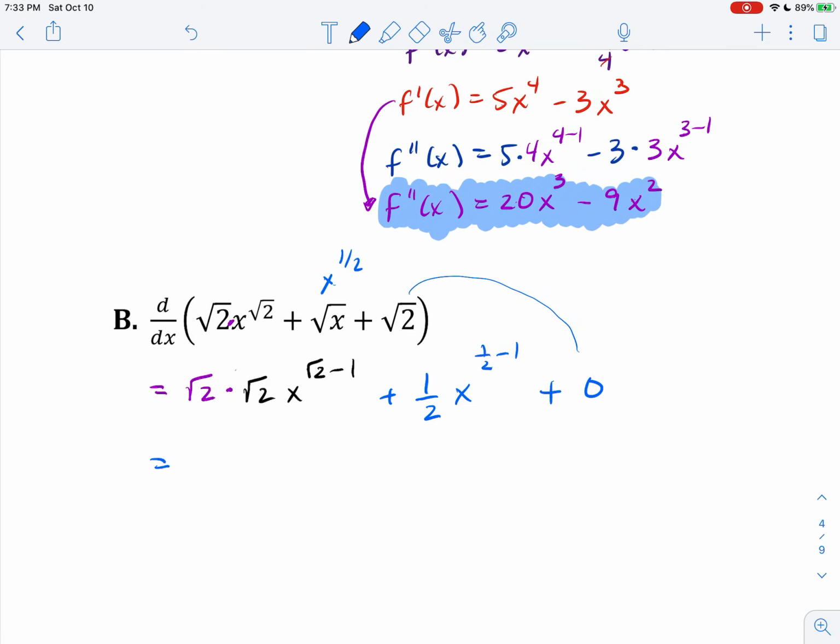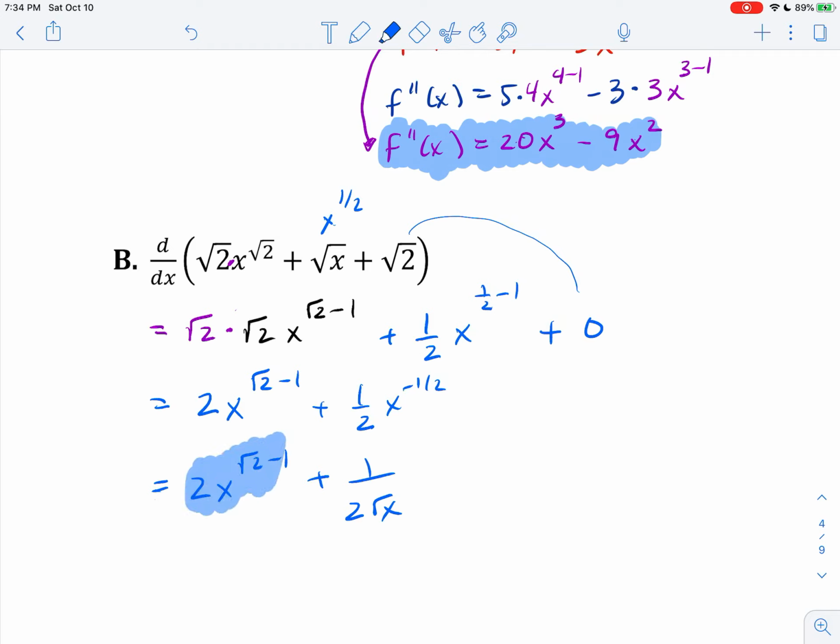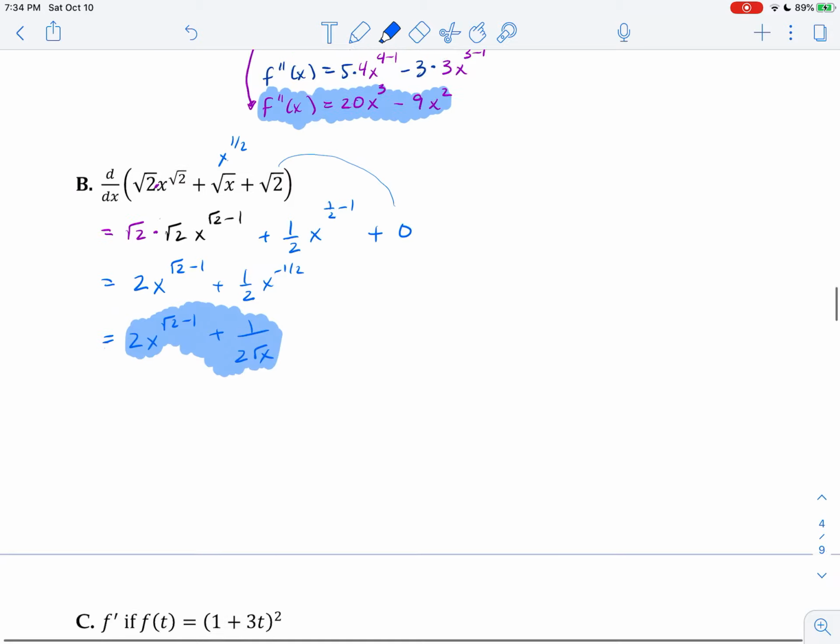And now I'm just going to clean these up. Root 2 times root 2 is 2. And I'm still just going to keep that as root 2 minus 1. This is plus 1/2 x to the minus 1/2, and then plus 0. So finally, my derivative here is just 2x to the root 2 minus 1 plus 1 over 2 root x. Good. Do not be alarmed by weird looking expressions. Just recognize what you're looking at.